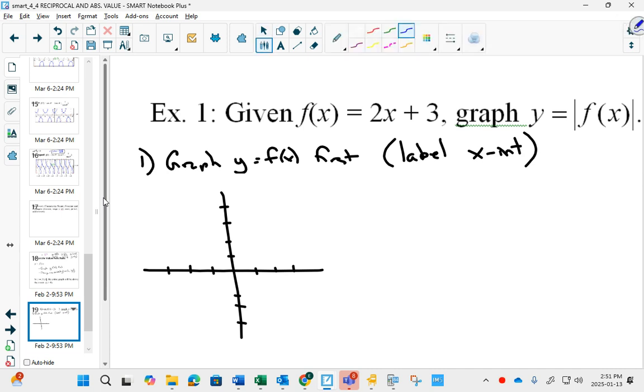So 2x plus 3, that's y equals mx plus b. You're going to have a y-intercept at 0, 3. A slope of 2 means up 2 over 1, up 2 over 1. And I'm going to have my x-intercept right there. I want to label that x-intercept. We can find an x-intercept by plugging in 0 for y, and we get the point negative 1.5 or negative 3 over 2, 0. That's our x-intercept.